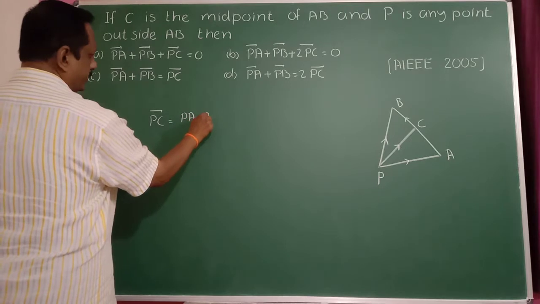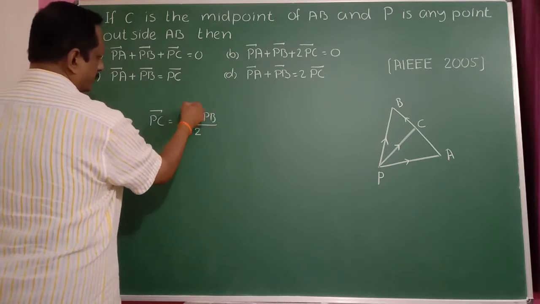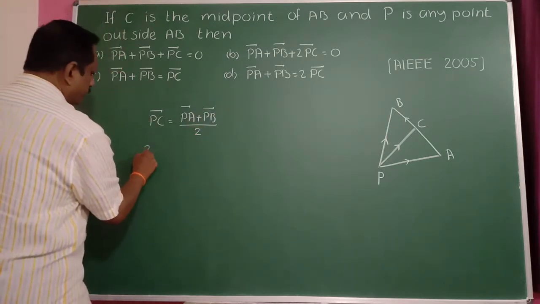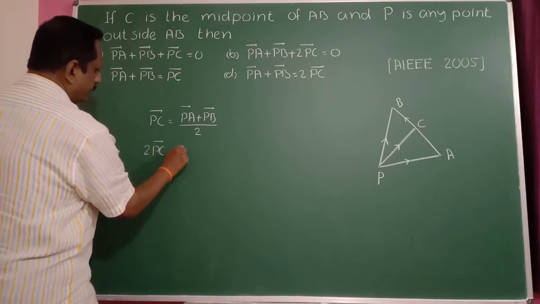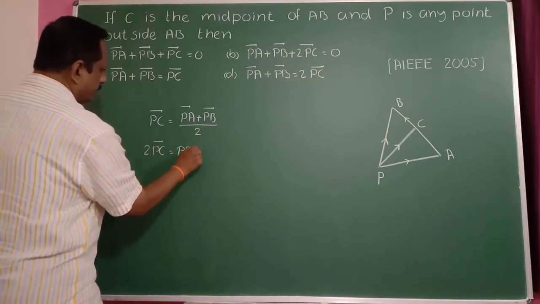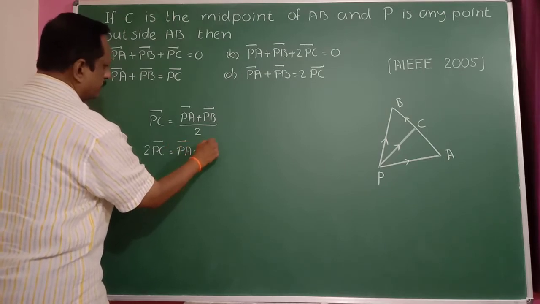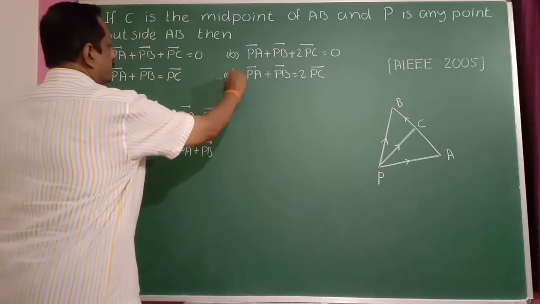Then using the midpoint formula, PC is equal to (PA plus PB) divided by 2. Take it to this side. Therefore, 2 times PC is equal to PA plus PB, using the midpoint formula. So therefore, D is the correct option here.